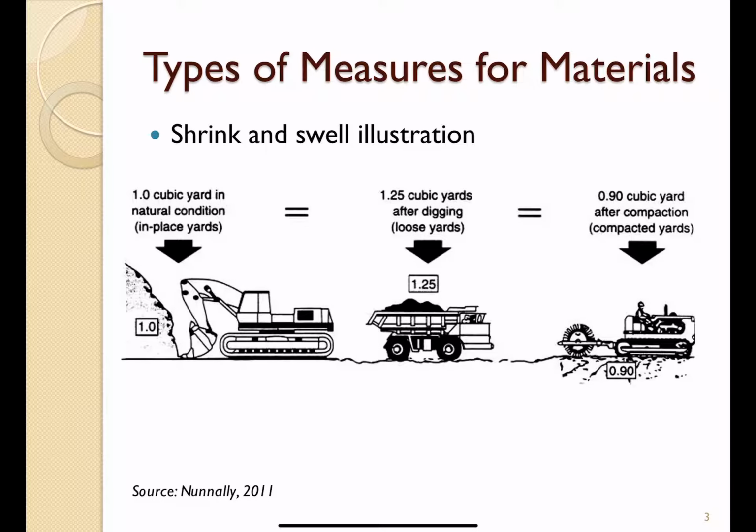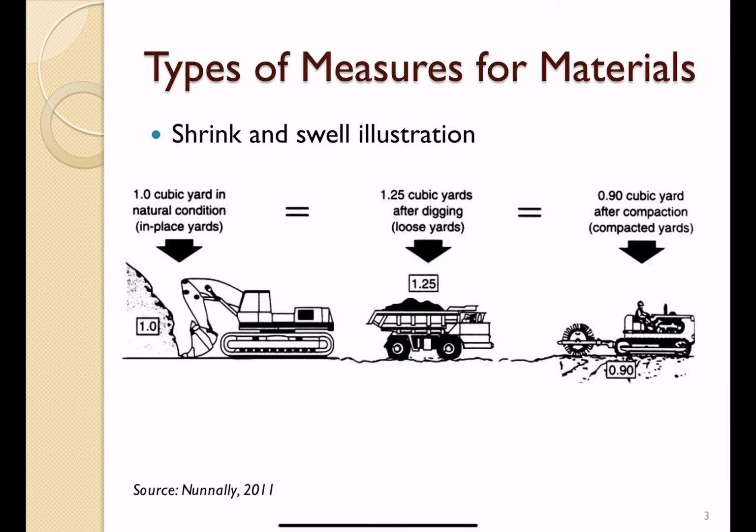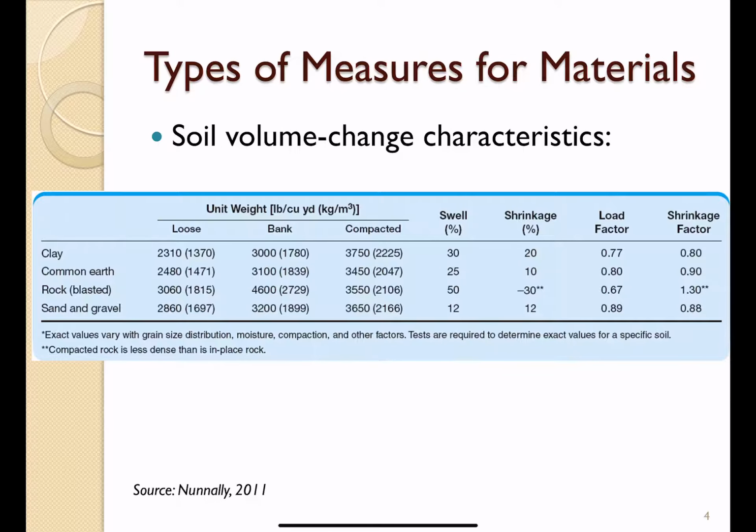So 25% swell, then reduce 10%. That depends on the nature of the material and the way that we compact it, but basically that is the process. And for that illustration, you can have different materials here, with changes for different types of soil: clay, common earth, rock, and sand and gravel. For those of you who learn construction methods and management, we also talk about this, because it is an important concept to deal with in that class as well. This one is more about estimating the cost.